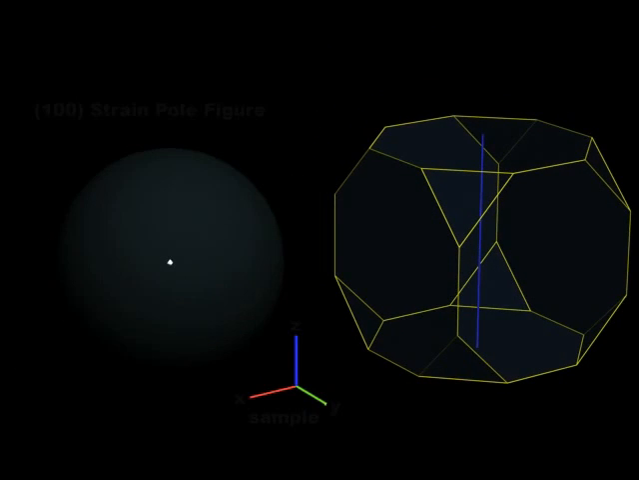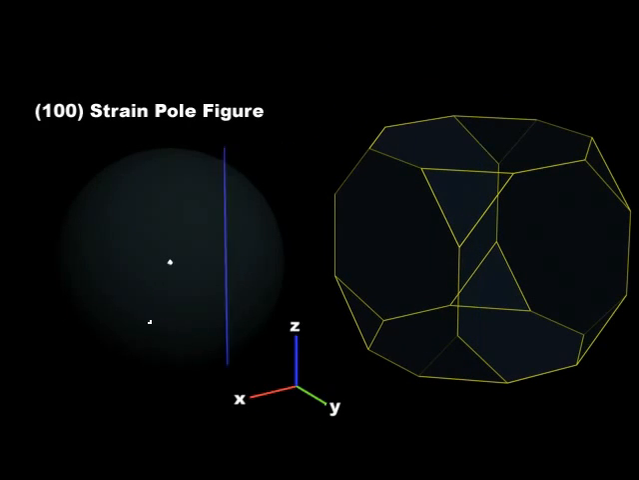The average strain value is then plotted as a dot on the strain pole figure by finding the intersections between this line and the unit sphere. A dot's color represents the average normal component of the lattice strain in a direction normal to the unit sphere at the location of the dot.